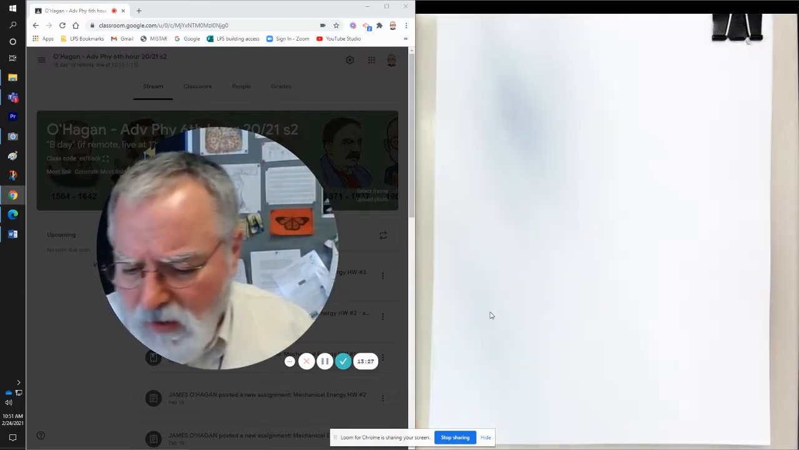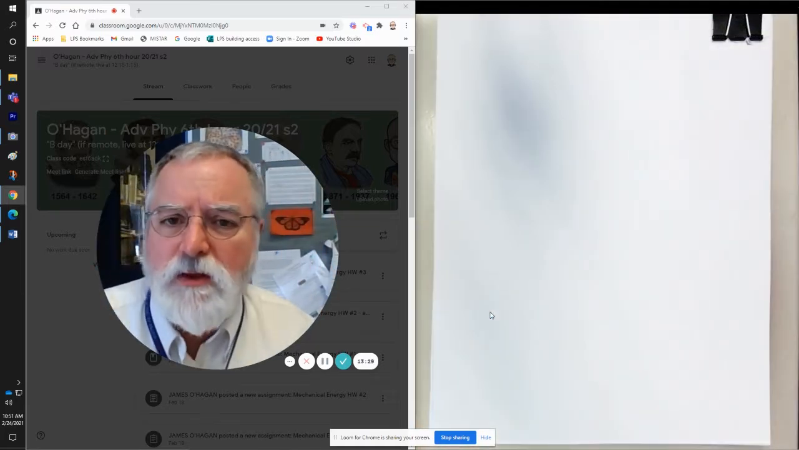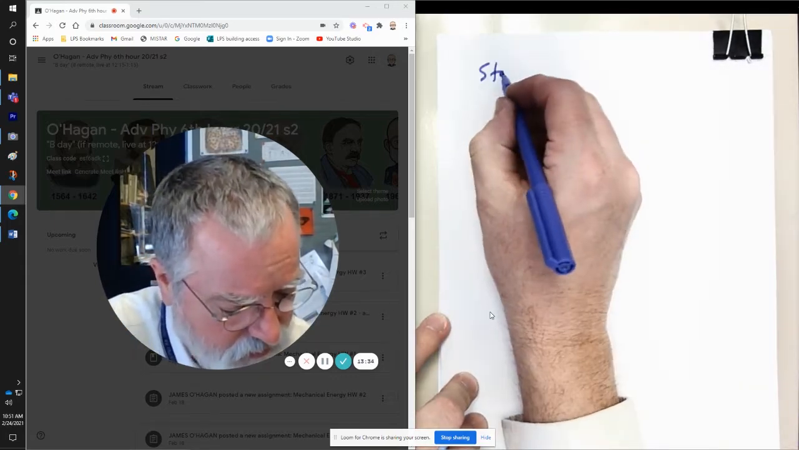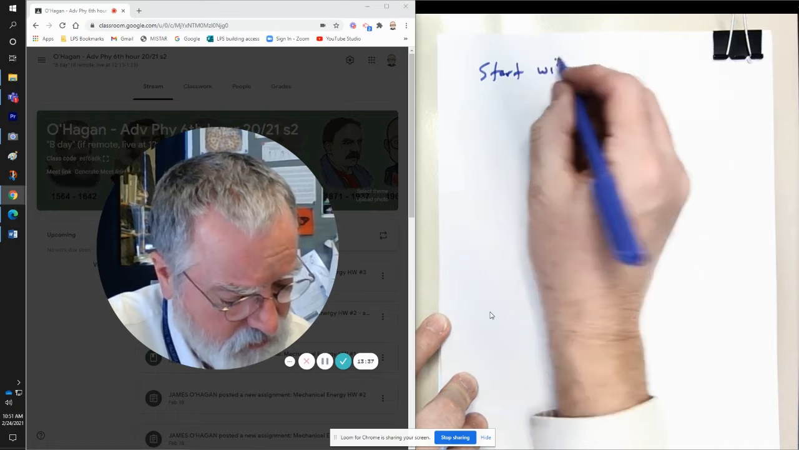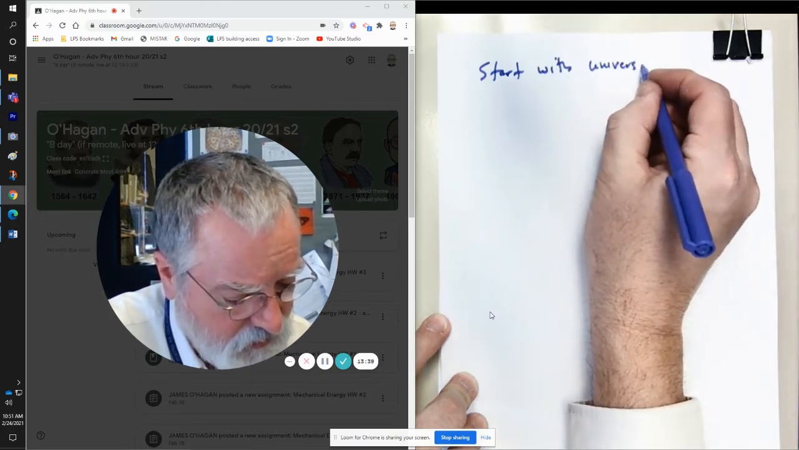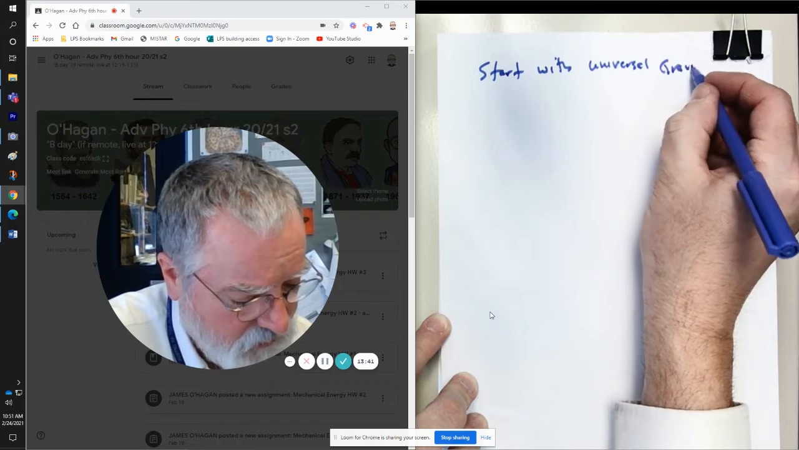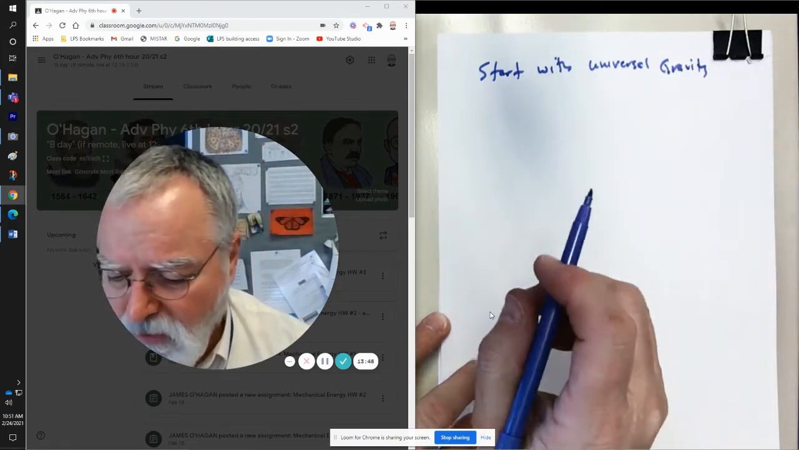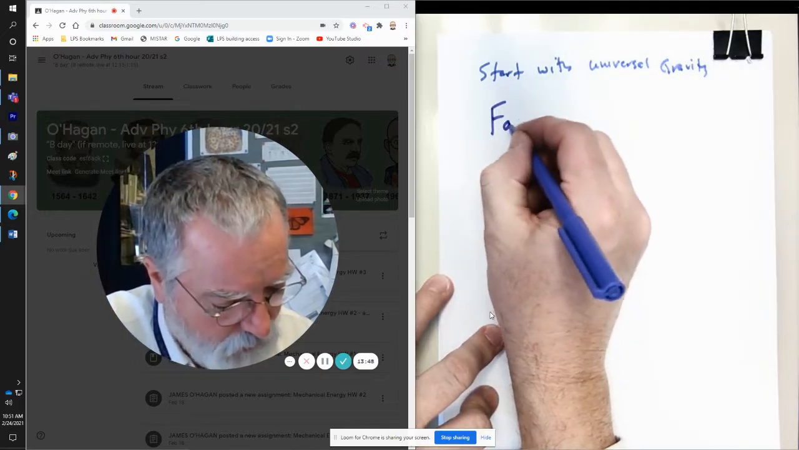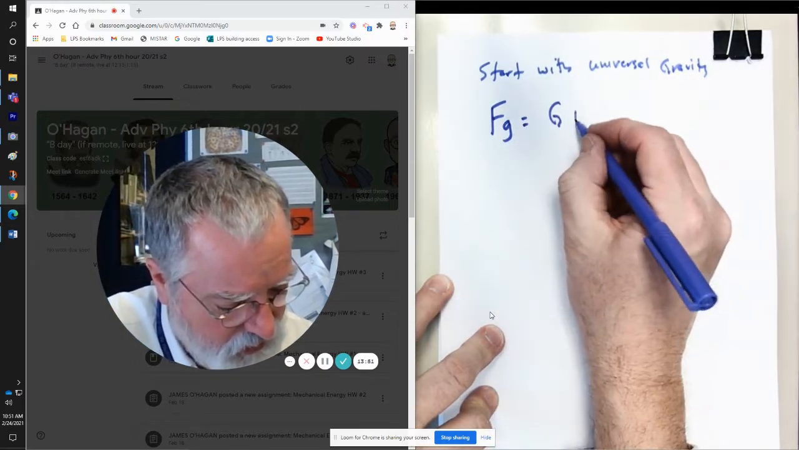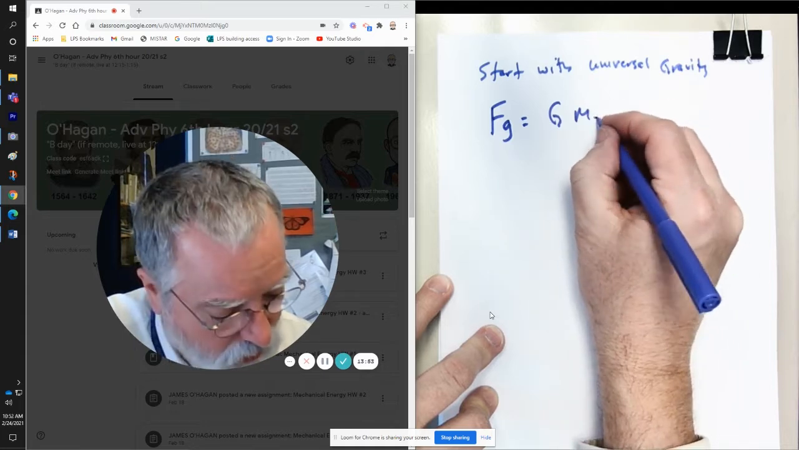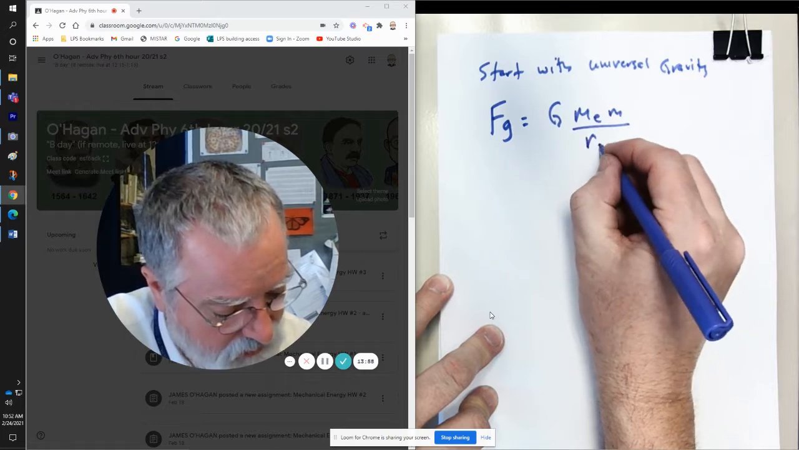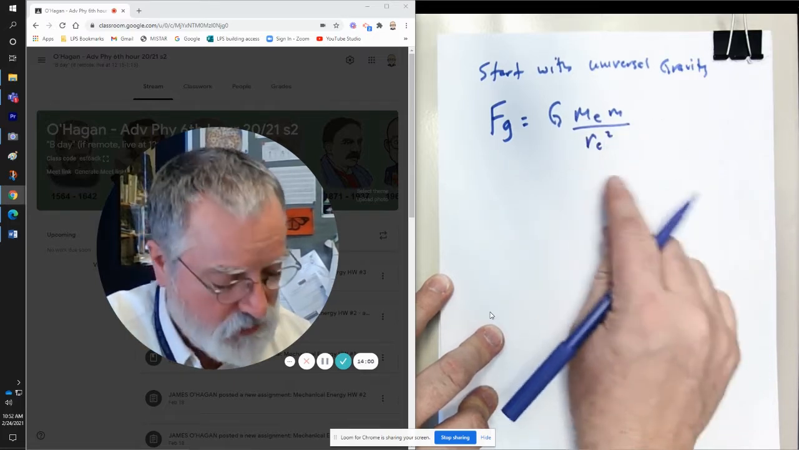Okay? All right, so let's start with using universal gravity. And that's only going to get us so far. All right, start with universal gravity. Okay, so here we go. Force gravity equals this big G, mass Earth, other mass, divided by radius of the Earth squared. Okay, so that's our starting point.